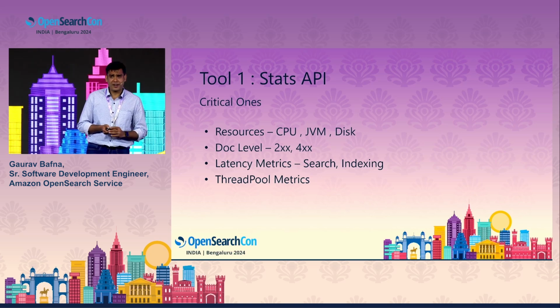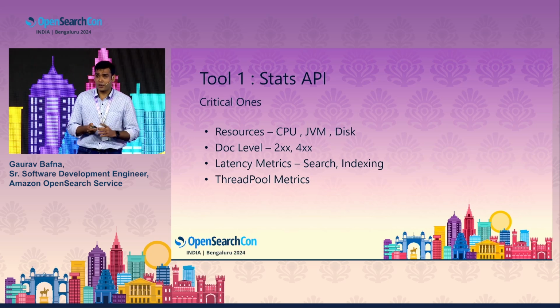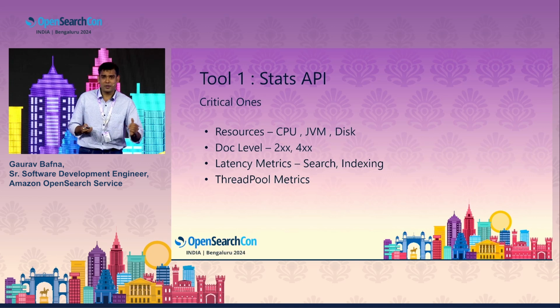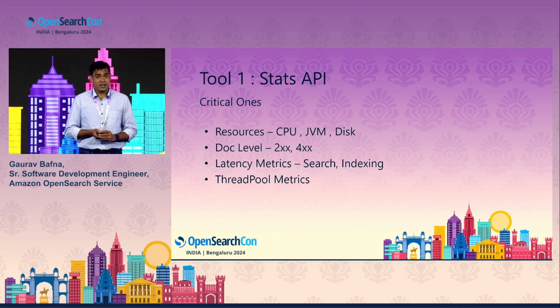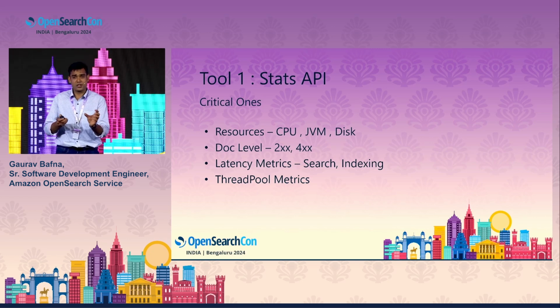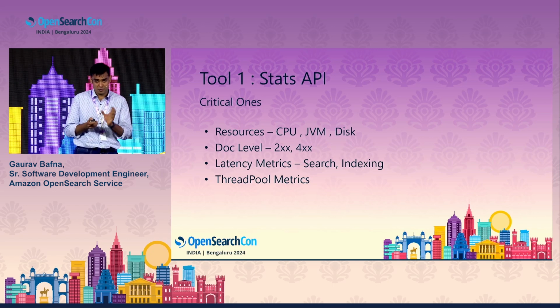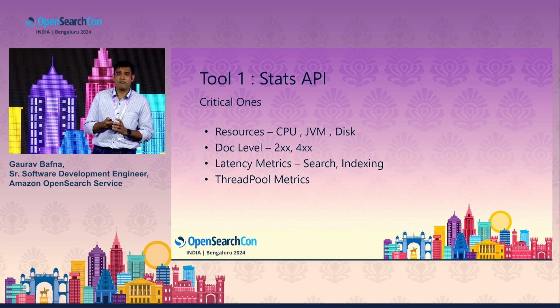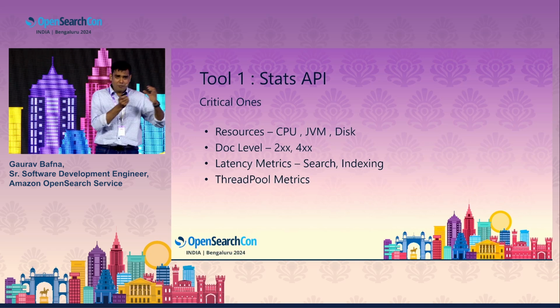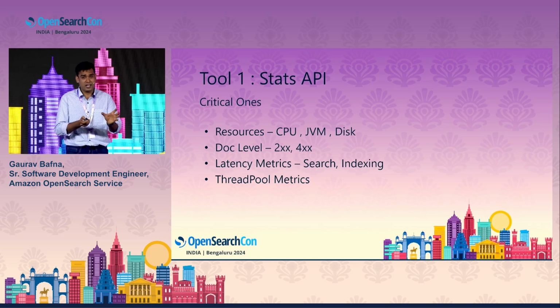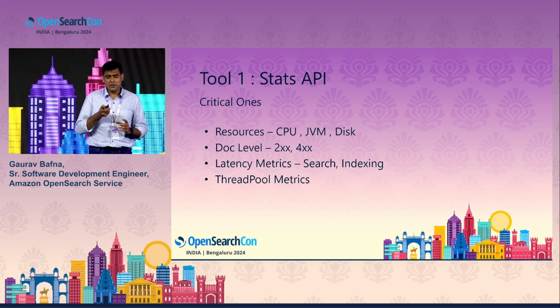The second, we recently added doc level metrics as well, 2xx and 4xx, that tell you how many documents were ingested successfully and how many were rejected, right? Latency metrics: we have the total search time and indexing time which the cluster spent, and we have the total search requests and indexing requests as well. So we divide by that. We take the previous value, we take the next value, and we find out what the average search latency and average indexing latency are.